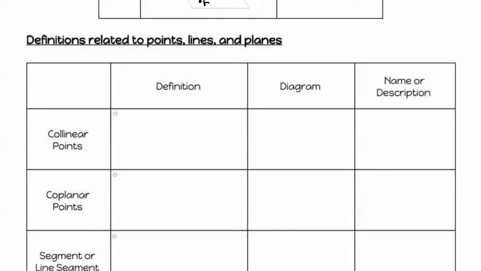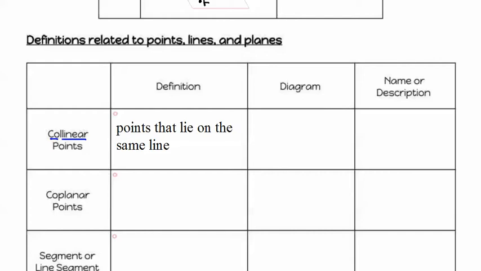And the first one we have is that of collinear points. Now, if you know what the prefix co means, it means to share or to have in common. So something about sharing here. As we look at linear, that should tell us we're dealing with lines. So here we're going to have points on the same line. Collinear points. And that's simply what our definition is. Points that lie on the same line.